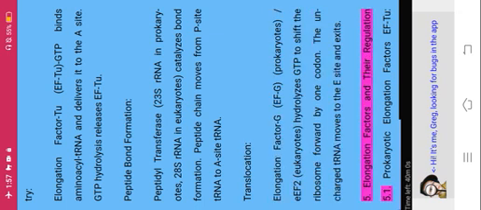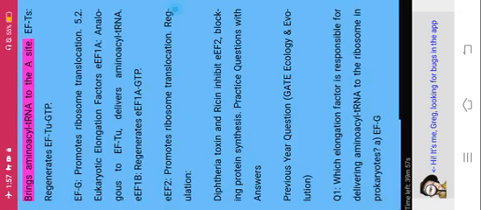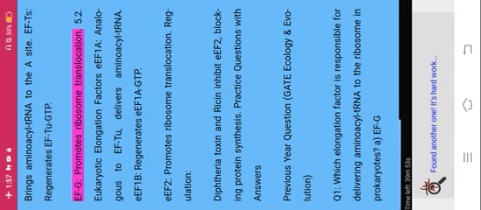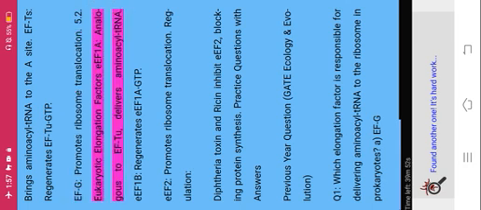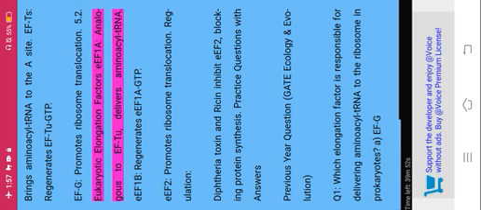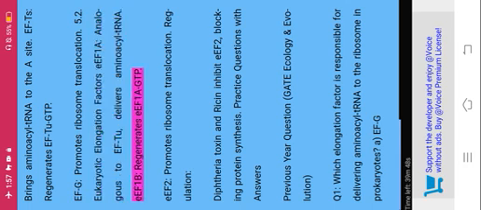5. Elongation factors and their regulation. 5.1. Prokaryotic elongation factors. EF-Tu brings aminoacyl-tRNA to the A site. EF-Ts regenerates EF-Tu GTP. EF-G promotes ribosome translocation. 5.2. Eukaryotic elongation factors. EF1A, analogous to EF-Tu, delivers aminoacyl-tRNA. EF1B regenerates EF1A GTP. EF2 promotes ribosome translocation. Regulation. Diphtheria toxin and ricin inhibit EF2, blocking protein synthesis.